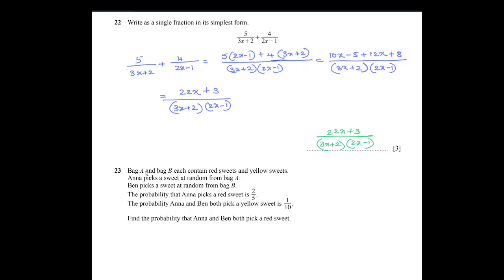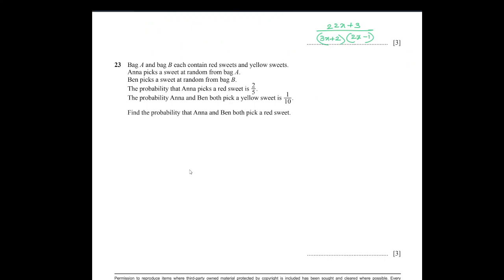Question number 23. Bag A and bag B each contain red sweets and yellow sweets. So in bag A and bag B we have two kinds of sweets, red and yellow. Anna picks a sweet at random from bag A. Ben picks a sweet at random from bag B. The probability that Anna picks a red sweet is 2 by 5. The probability Anna and Ben both pick a yellow sweet is 1 by 10. Find the probability that Anna and Ben both pick a red sweet.